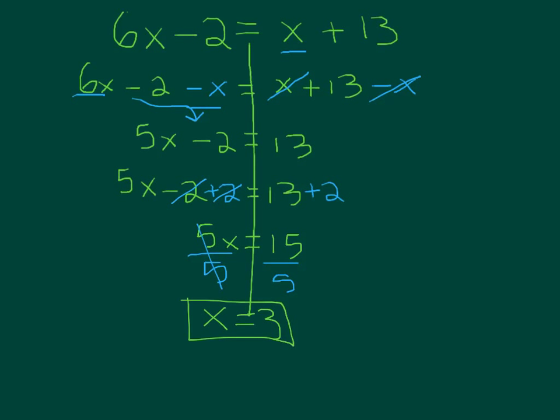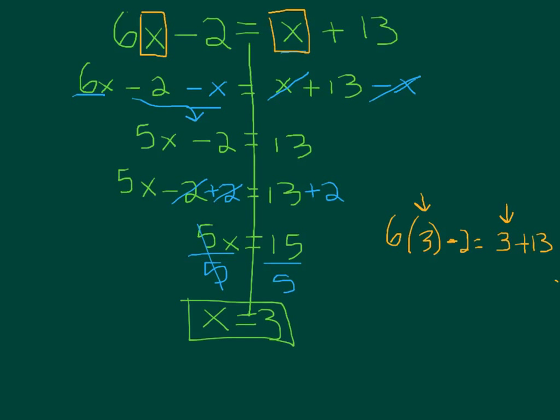And after you get your solution, don't forget to check your answer. Just remember, when you check it, you now have to plug in your answer into more than one location. You have to plug it in on both sides. So here I've plugged in 3 on both sides, and let's simplify. 6 times 3 is 18, and 18 minus 2 is 16 on the left side. And on the right side, 3 plus 13 is also 16. So we created a true statement because we have the same thing on both sides. So that means our answer checks.